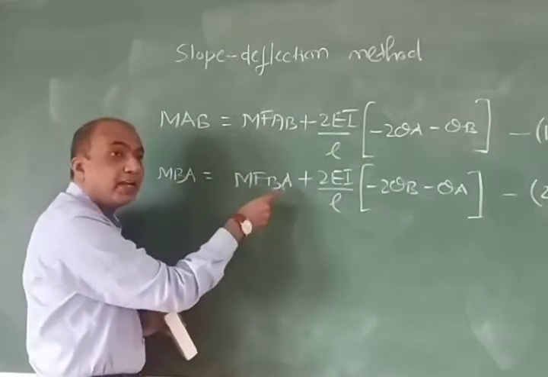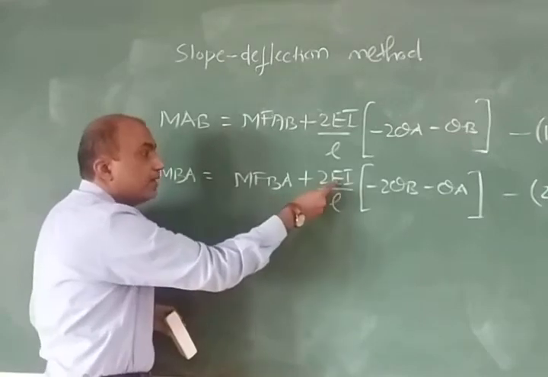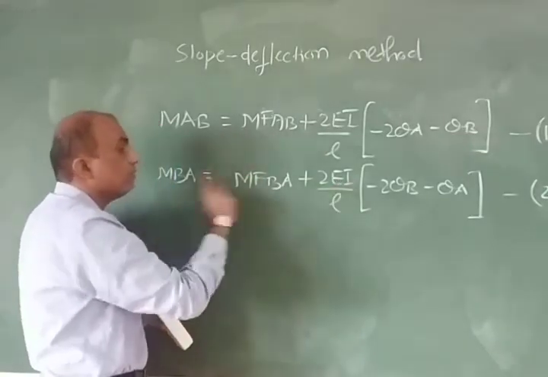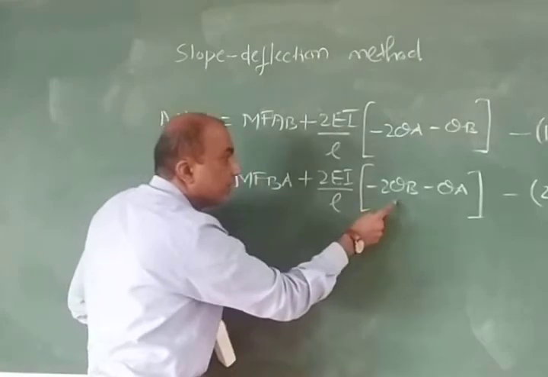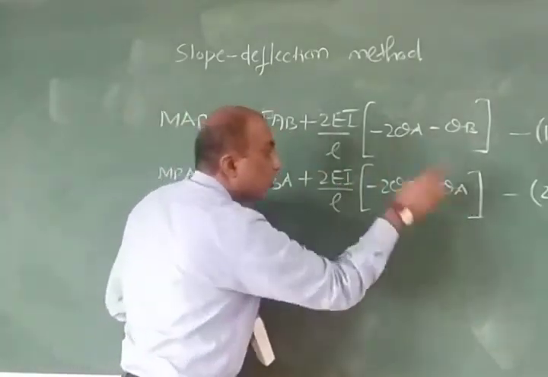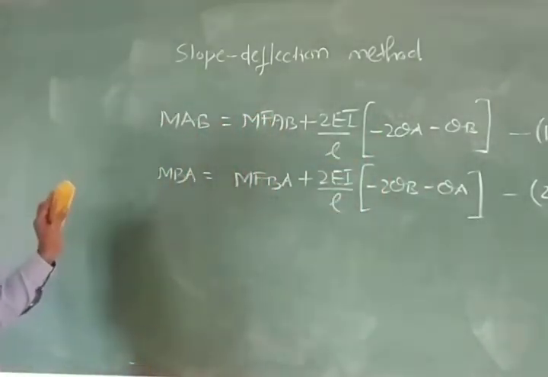MFBA, fixed end moment at B for member AB. Again, E is Young's modulus, I is moment of inertia for member AB. L is span, theta B is slope at B, theta A is slope at A. So these are the slope deflection equations.